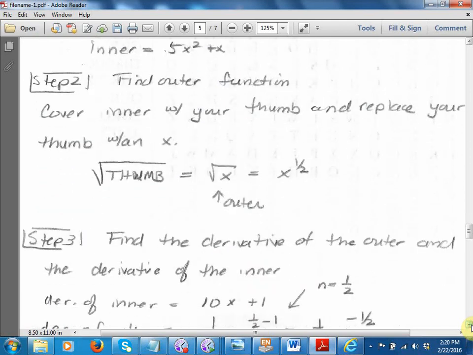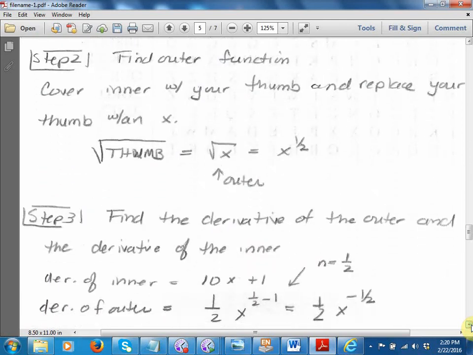Next step, your formula needs derivatives of insides and derivative of outsides, so find them. Derivative of the inside function is a little bit easier than the outside: 5x squared plus x gives 10x plus 1. Power rule. Derivative of the outer function is a little bit messier because you have fractions. 1/2 x to the 1/2 minus 1. In this case, n is 1/2, so you knock the power of 1/2 down by 1. That's minus 1/2 when you combine the fractions.